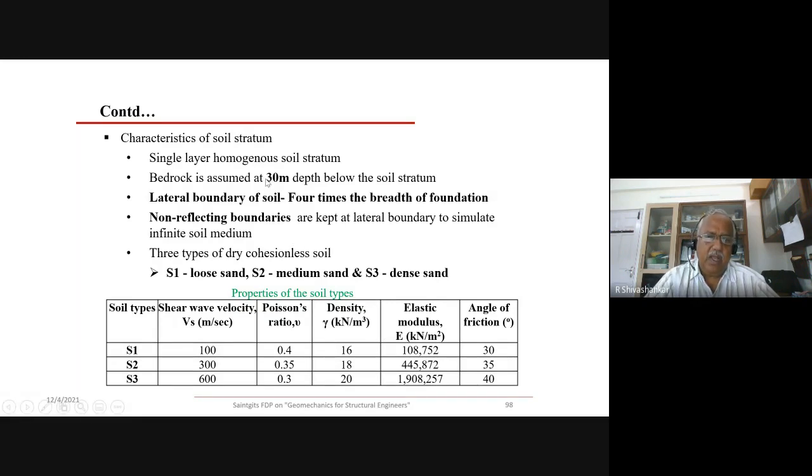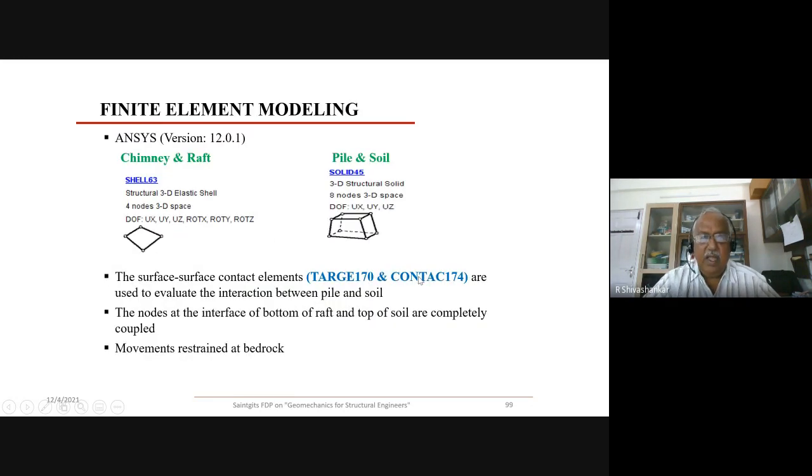And three types of soils were considered, and the thickness of the soil below the raft was assumed as 30 meters, and below that the bedrock is assumed. And these are the different other input parameters: shear wave velocity, Poisson's ratio, and other things. And three types of soils were considered: loose sand, medium sand, and dense sand. So this is most flexible, and less flexible compared to the fixed case.